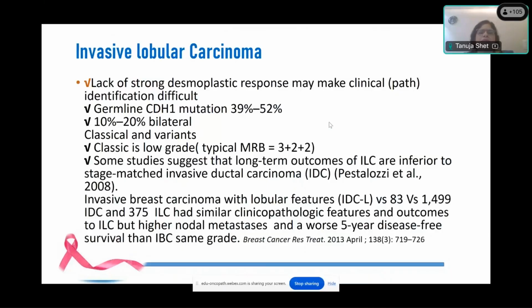So invasive lobular, why do we need to know about it? Importance is that it is very difficult to diagnose on radiology as well as clinically sometimes. And it shows germline CDH mutation. So these women have to be screened because they're also prone to gastric cancers. And they're typically low grade. And if you have a high grade ILC, then we call it something else, and it is as bad as invasive ductal carcinoma. And there are several studies to say so.